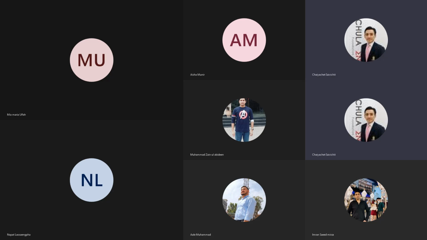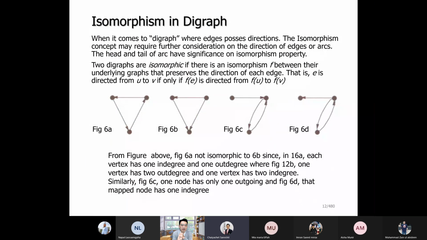Graph, okay, that we draw without the direction. Generally, when we have the non-directed, undirected graph, we should assume that it could go in both directions or either direction, as if we consider the flow. But if we have the digraph, that means the edge possesses directions. So the isomorphism concept now requires further consideration or a further look into the direction of flow.